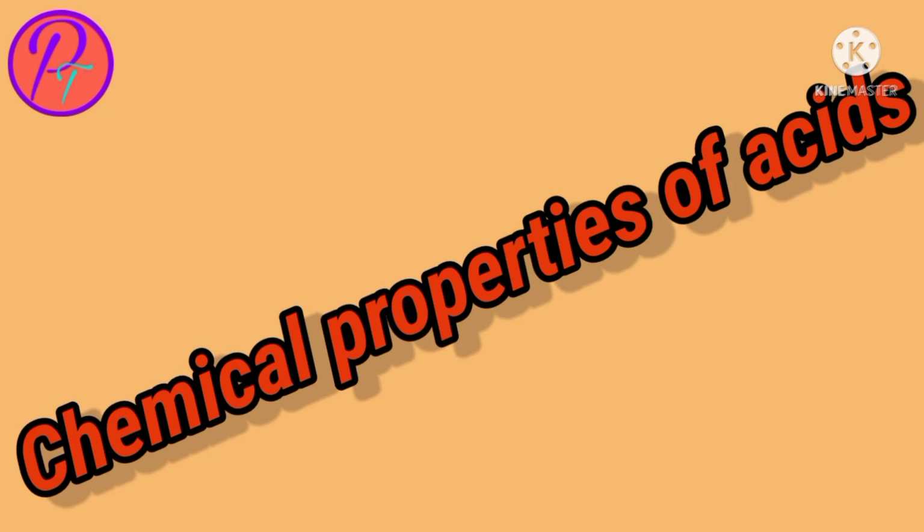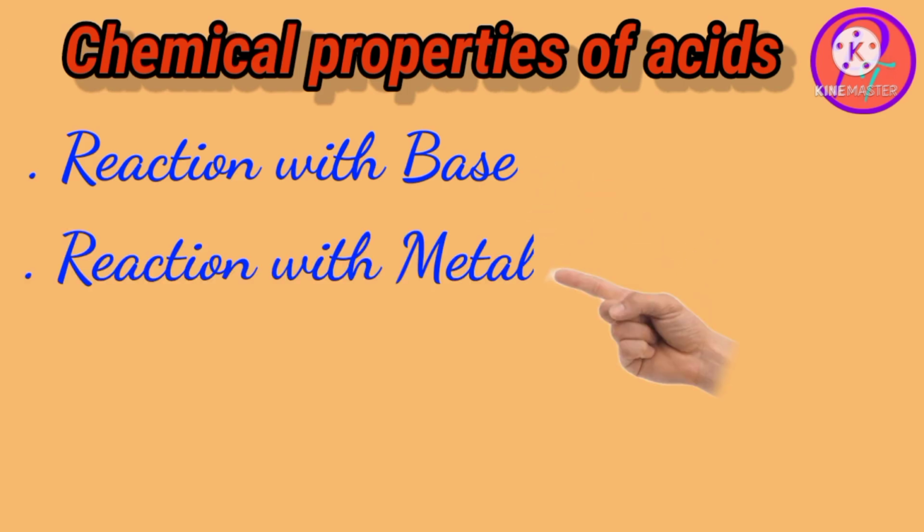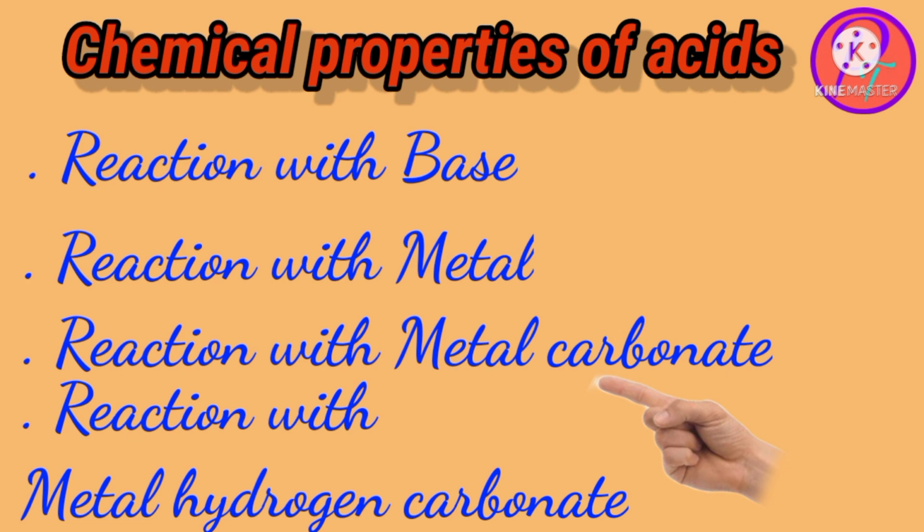Today's topic is chemical properties of acid. By the name chemical properties, we know the chemical reactions occurred by the acids. So under this we can study the reaction of acid with the base, then reaction of acid with the metal, then reaction of acid with the metal carbonate, and the reaction of acid with metal hydrogen carbonate.